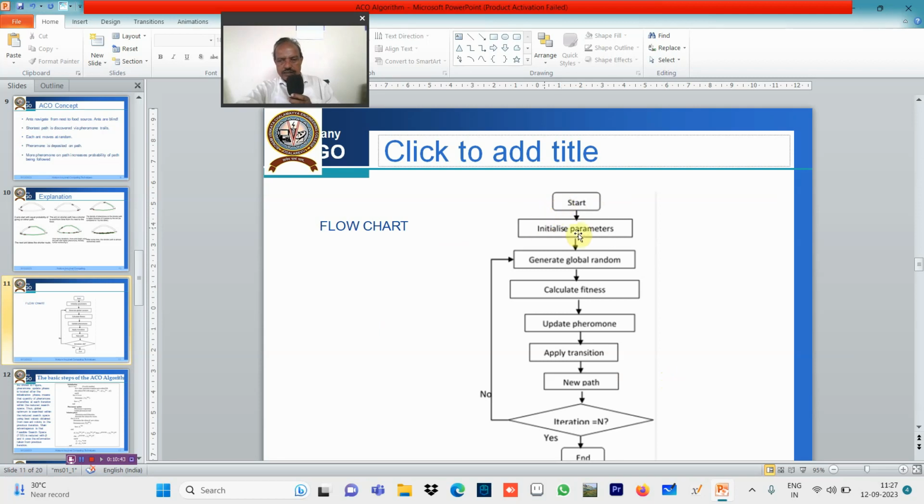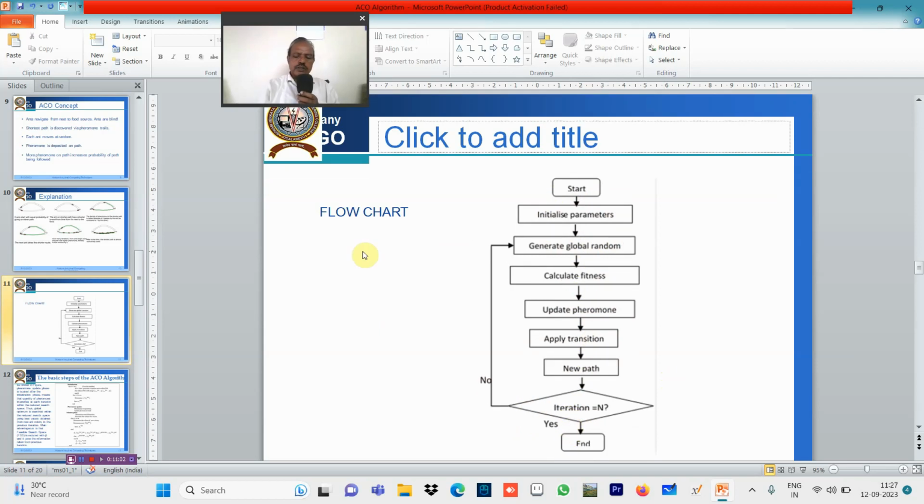We start, then initialize the parameters, generate global random, calculate the fitness, update the pheromones, apply transition, then find the next one. See, if the iteration goes for the number of iterations, if it is no, then again you go for generating the global random. If it is yes, end it. So, okay, this is the flow chart.